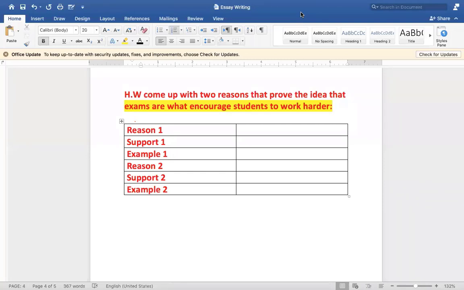I have to come up with 2 reasons to support my idea. Who can come up with one reason? What is the first reason? To study hard. First reason, to get high marks.